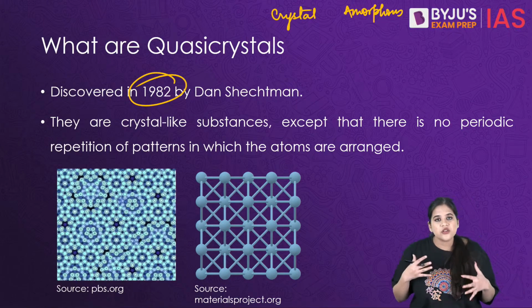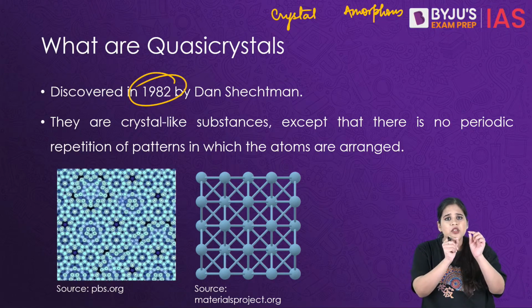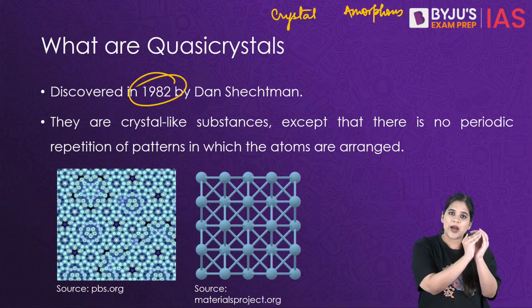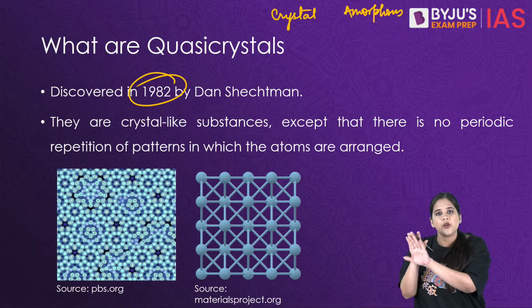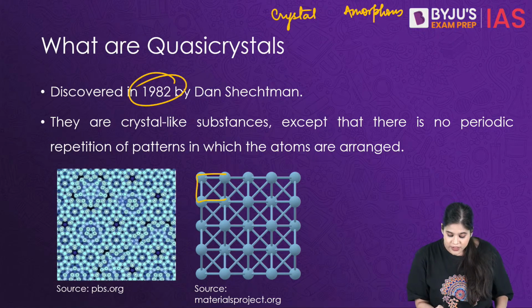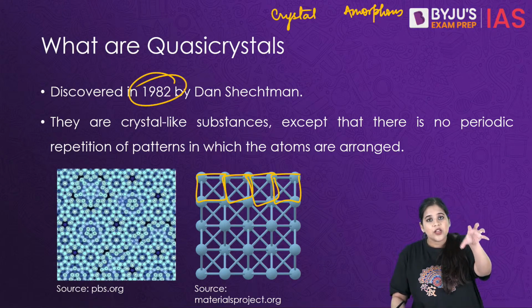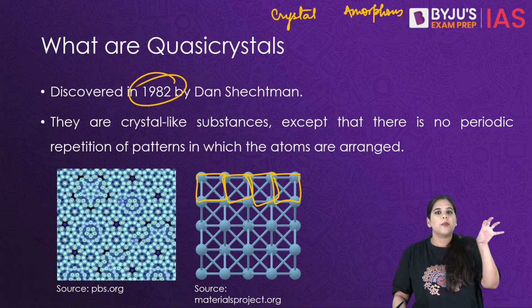So in the case of crystals, what is happening? The atoms are very nicely, sequentially placed in particular patterns. These patterns were periodically repeating. For example, square, square, square. So they are in a periodically repeating pattern.